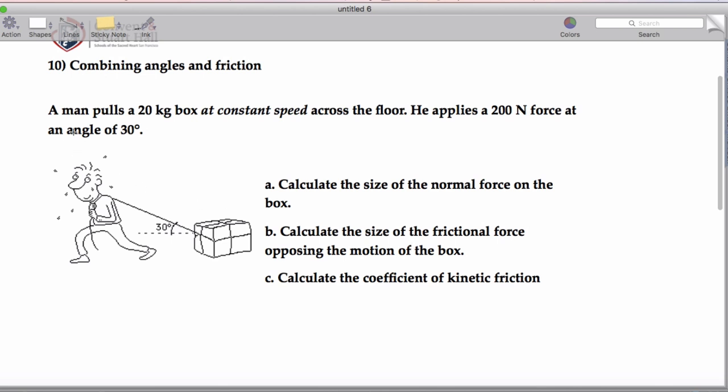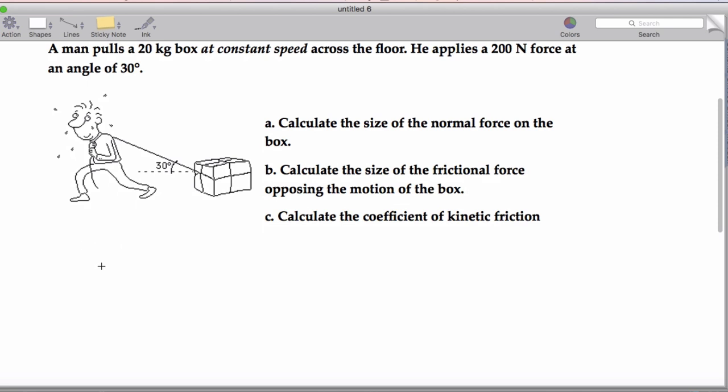So for every single one of these problems, let's actually start with the free body diagram. So I'm going to have this tension force. I'm going to have the normal force. I'm going to have the weight of the box. And I'm going to have the friction force right here. Now, I know that this angle here is 30 degrees.